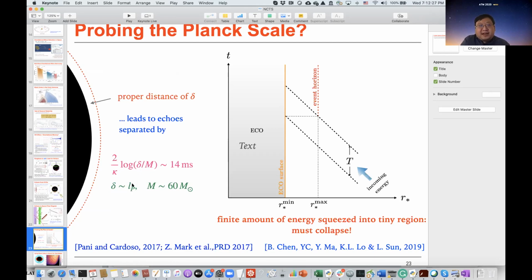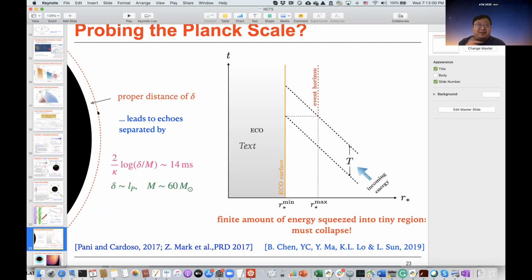Therefore, it means that even if I want to have a Planck distance away from the horizon, the time difference between echoes is only 14 milliseconds. And longer than 14 milliseconds means your distance is less than the Planck distance. So this really means that if you believe in echoes, you're able to probe structures which are really Planck scale above the horizon, whatever that means. Okay, Planck scale above the horizon.